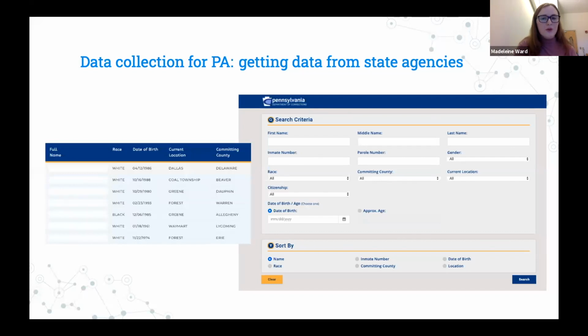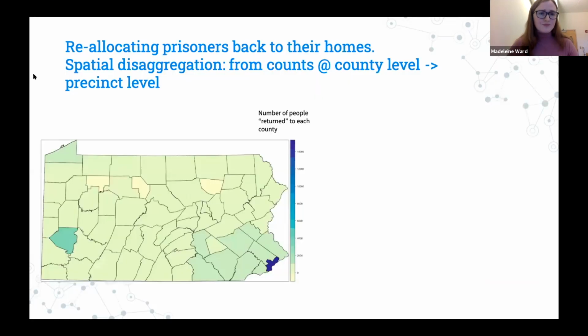Another problem was the data. I'm going to talk now about how we address the fact that we have county information, or a proxy for county information, committing county, and we want precinct information. So we had to take a step in our reallocation process, like I said, called spatial disaggregation, where we are disaggregating the total count for each county, of which there are 67, to the total count being returned to each precinct. That was the next step in the data analysis here.